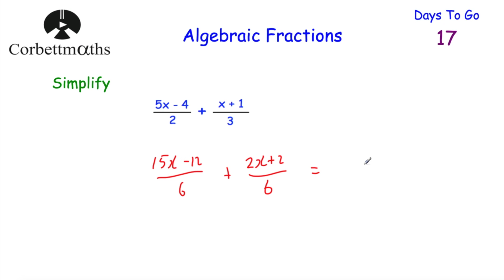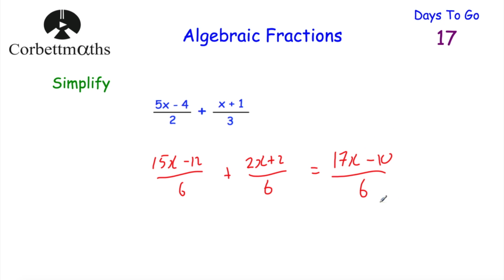Now we can just add the numerators. So the denominator is going to be 6. And in terms of the numerators, we've got 15x plus 2x. That'll be 17x. And then be careful here. We've got minus 12 plus 2. And minus 12 plus 2 would be minus 10. So the answer would be 17x minus 10 over 6. And if you got that, well done.